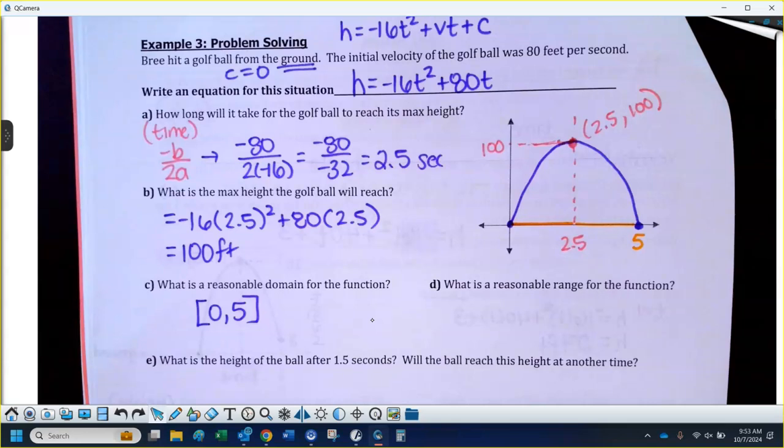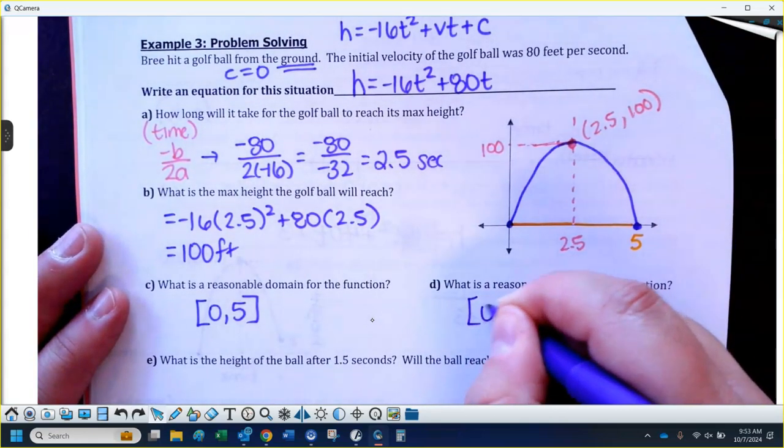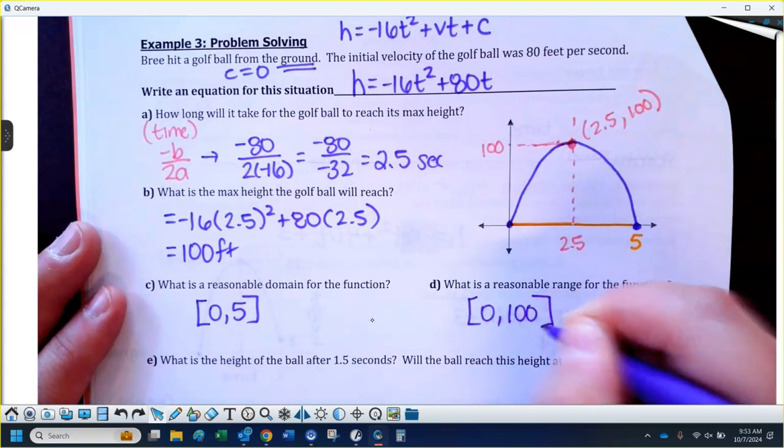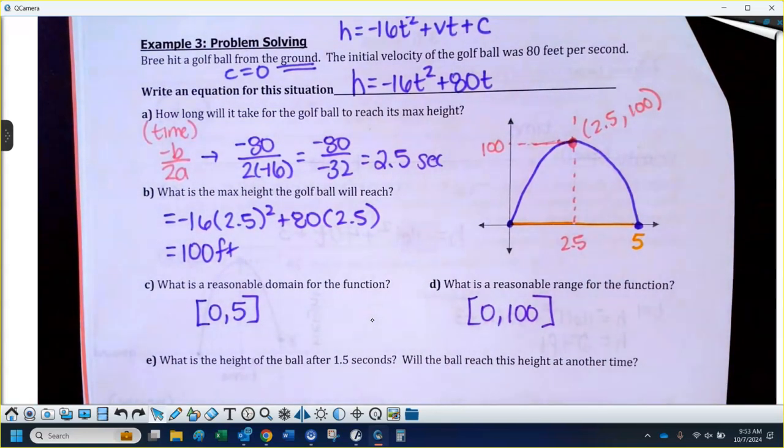All right, what would you guys tell me a reasonable range is? Like, what are the possible heights that this golf ball goes through? What do you think? Exactly. Starts on the ground, the maximum height is 100, and it comes back down to the ground, but it never goes above 100.